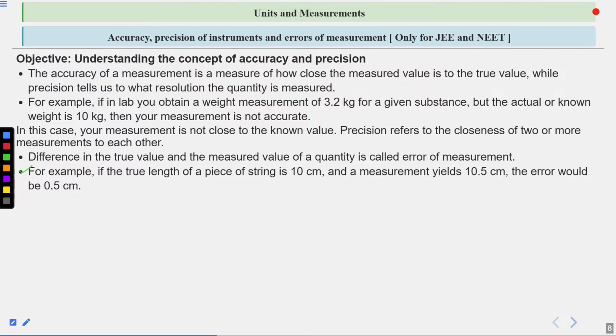For example, if the true length of a piece of string is 10 centimeter and the measurement is 10.5 centimeter, the error would be 0.5. Any doubt?